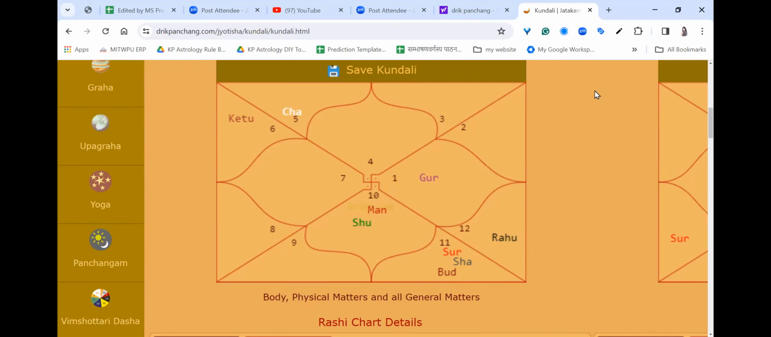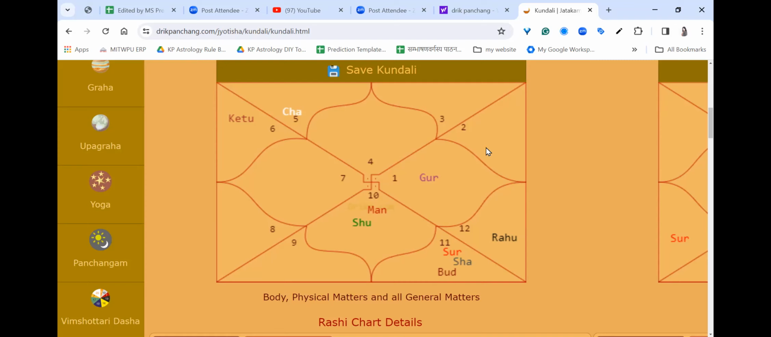Should we enter our own birth details? No, when I ask you, then you do it. Right now, we are just trying to have a common chart so that we can learn first. What I'm trying to show is the difference between the North Indian and South Indian chart.